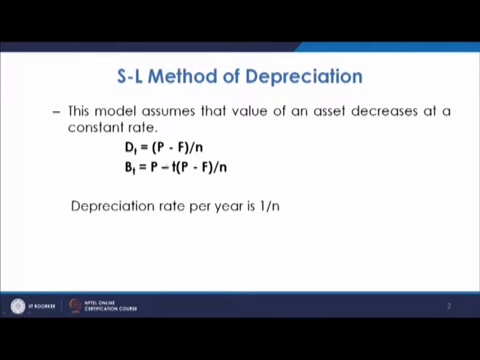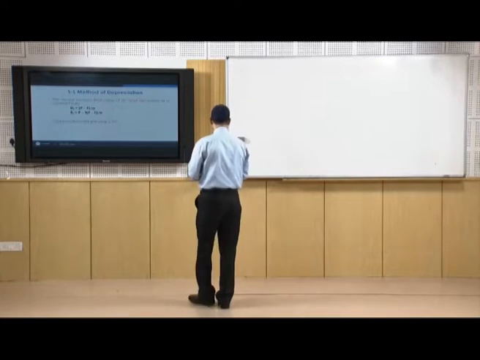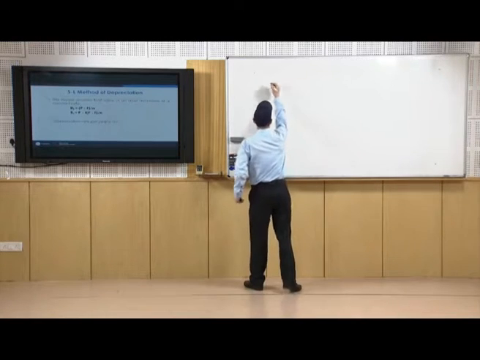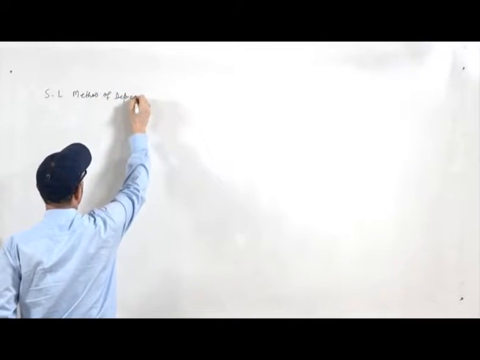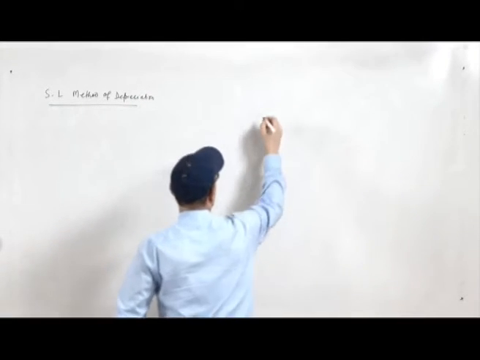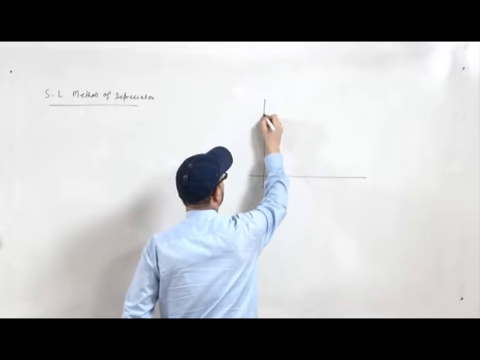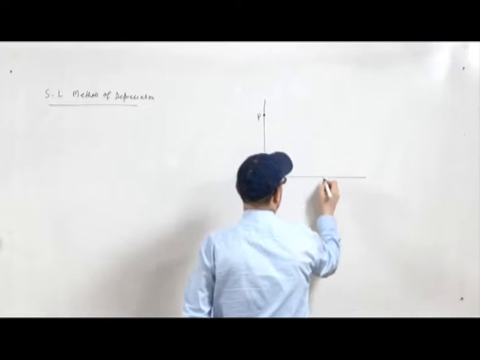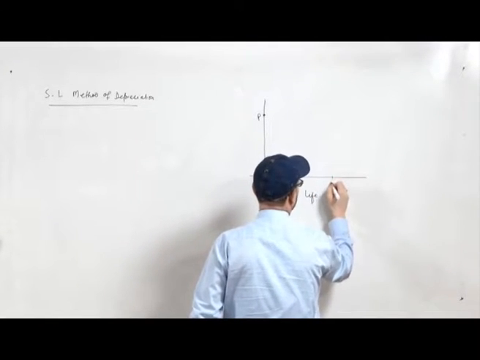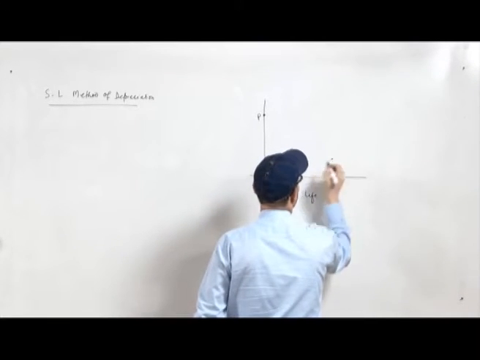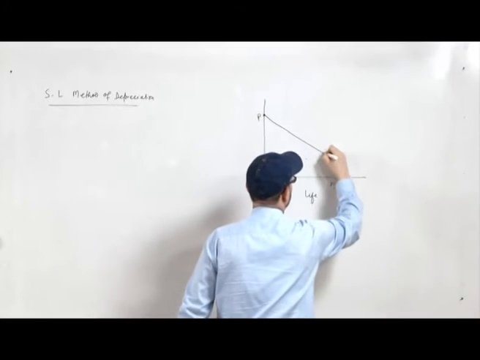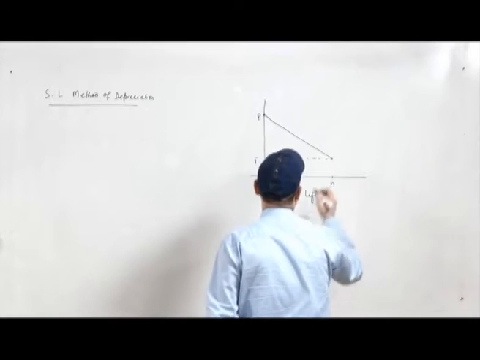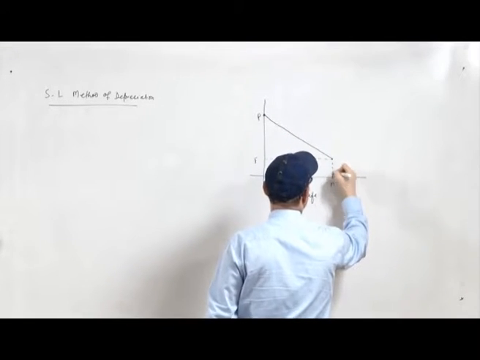Now, the book value at the end of any year t will be P minus t times (P minus F) by N. How can we get it? When we talk about the straight line method of depreciation, your value time function goes like this. Your first cost is P and the asset has a life of N years, and suppose it has a salvage value of F, in that case this is the function. P minus F is this value and the depreciation is over N years.